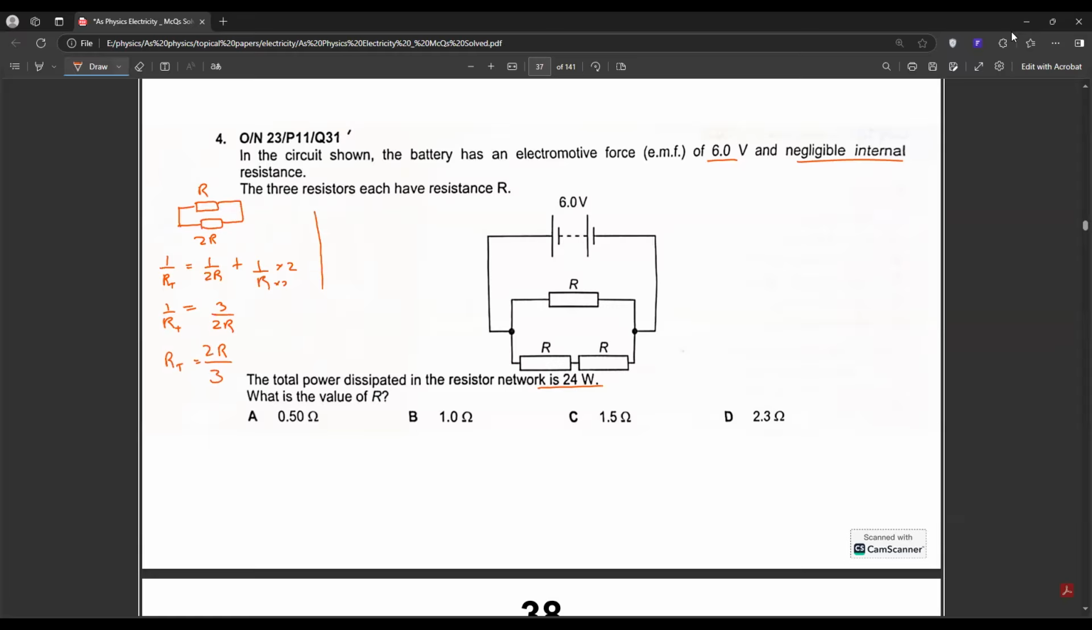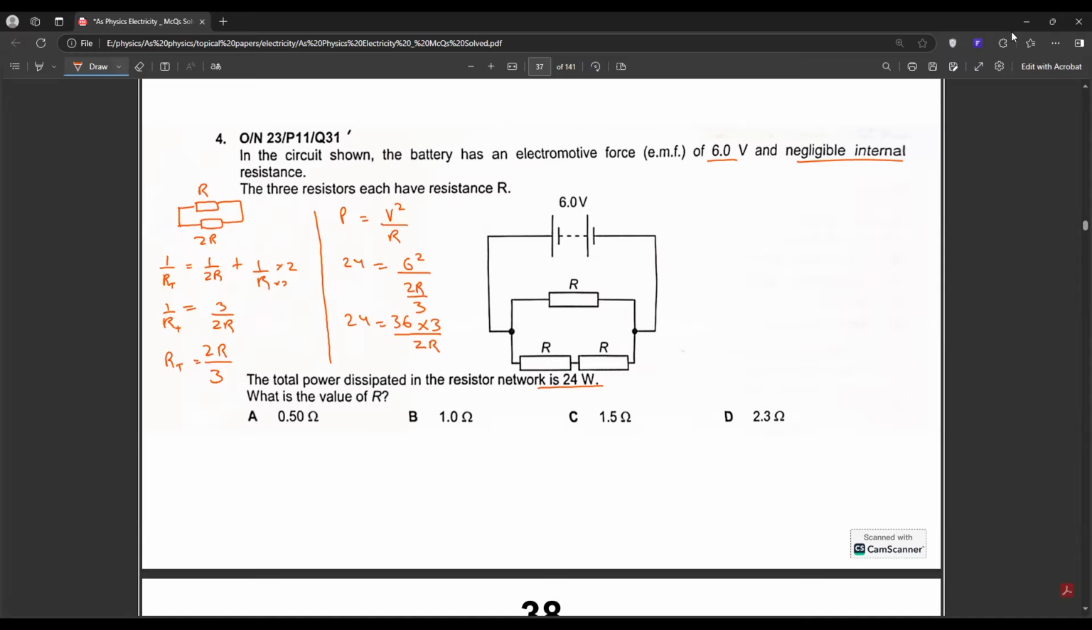Now, we also know that power is equals to V square over R. Power is 24. V is 6, take a square of 6. R is 2R over 3. Now multiply 3 in the numerator. This becomes 24 is equals to 36 into 3 divided by 2. And this is your R at the bottom.